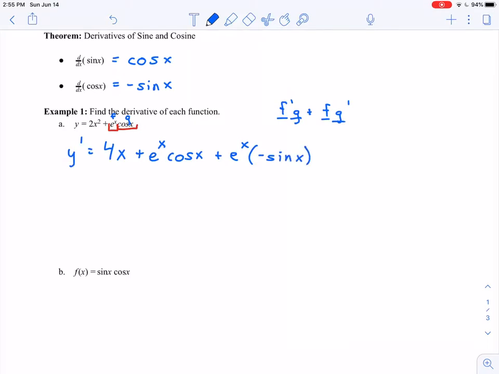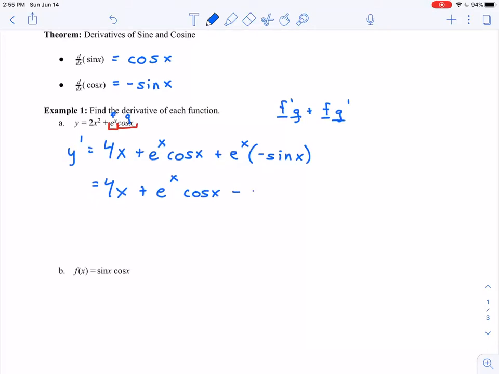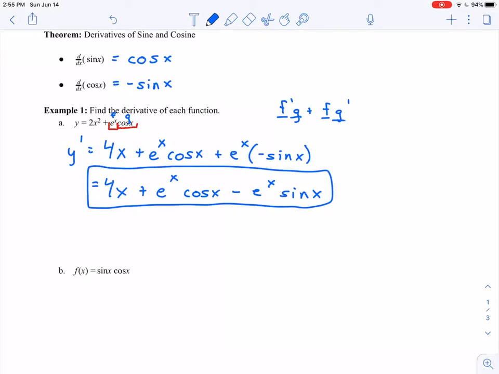And then I can simplify this a little bit. I can say, well, this is 4x plus, oops, I forgot my plus sign right here. So 4x plus e to the x cosine of x. E to the x times negative sine of x, that'll be negative e to the x sine of x. And we can't really simplify this a whole lot more, so I think that's a good place to stop for our solution.